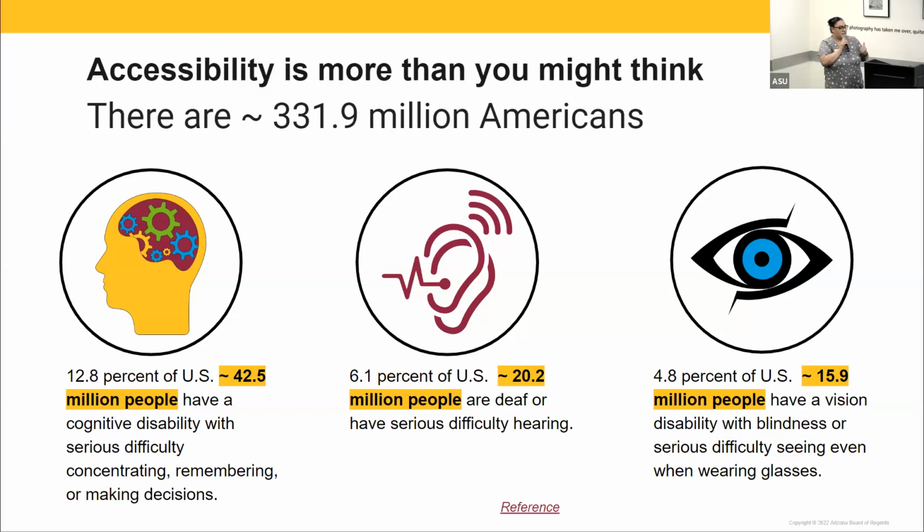6.1% of people in the US have a hearing disability. That's 20.2 million people. 4.8% of people have a vision disability. That's 15.9 million people. These aren't small numbers when you start looking at them bigger than just the percentages, which is what a lot of times we're getting. Like, yes, we're doing this, but all these others, it doesn't matter. We need to start thinking about those millions of people that don't have that same access.